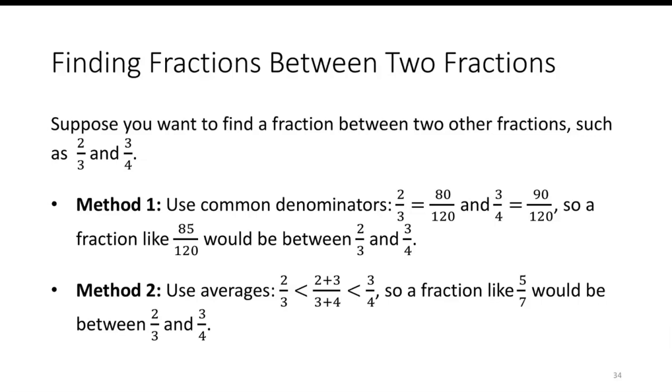A quicker way is just to add the numerators together and add the denominators together. When you do that, that number is always going to be between the two. It's basically like an average of the two fractions. So between 2/3 and 3/4, a fraction like 2 plus 3, or 5, the denominator being 3 plus 4, or 7, the fraction 5/7 would always be between 2/3 and 3/4.